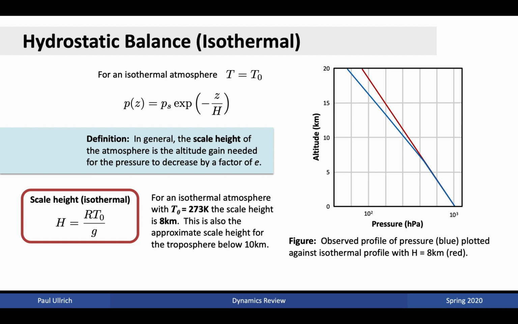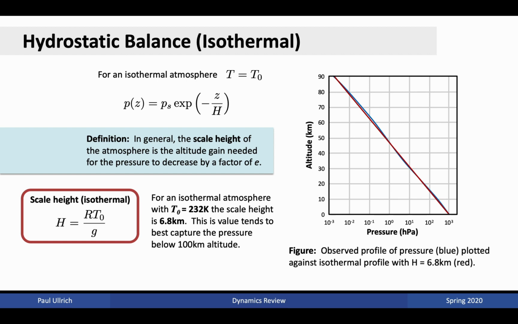The scale height of the atmosphere is more concisely and formally defined as the altitude gain needed for the pressure to decay by a factor of e. If we consider the whole atmospheric profile, one can use a scale height of approximately 6.8 kilometers. This arises from an isothermal temperature of 232 degrees Kelvin. Under this approximation, we see that, for the most part, the isothermal approximation matches fairly well with the observed pressure profile, with only small deviations because of the cooler temperatures in the troposphere, the warmer temperatures in the stratosphere, and cooler temperatures within the mesosphere.